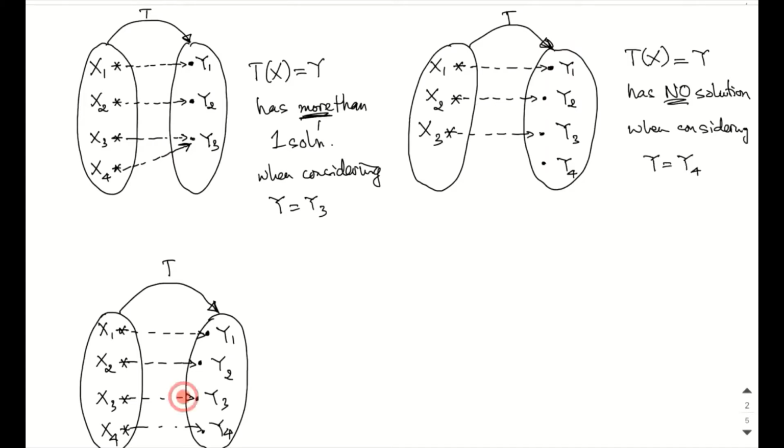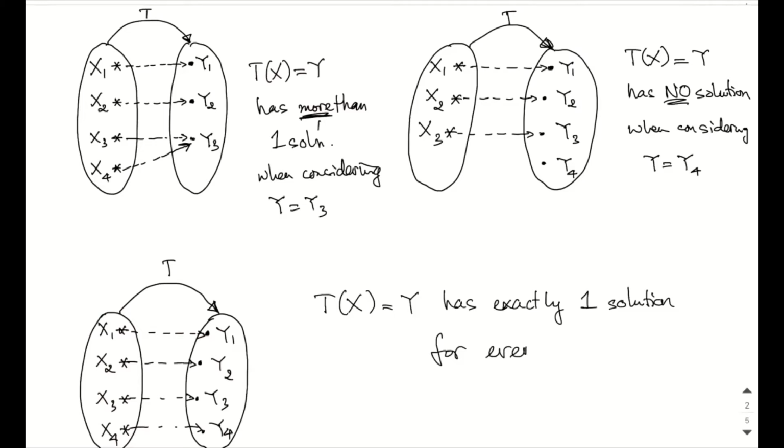But for this one, this is very nice. The equation Tx equals y has exactly one solution for every y you consider. For example, for y1, x1 is the solution for this equation, and that's the only solution you can find. For y2, x2 is the only solution. For y3, x3 is the only solution. For y4, x4 is the only solution.